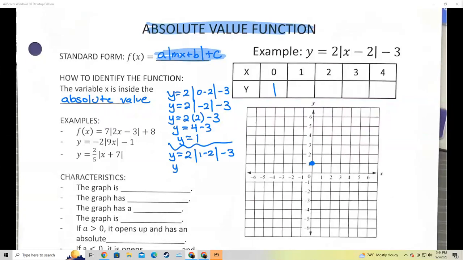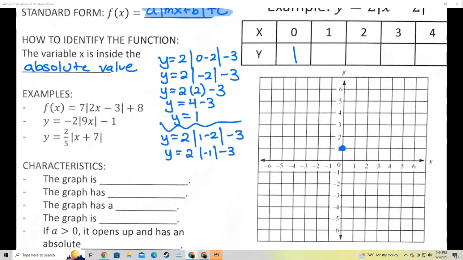So I write y equals 2 times the absolute value of negative 1. I still need to write that absolute value because I haven't done it yet. There's nothing else inside the absolute value, so I'm going to take the absolute value of negative 1. Negative 1 is one space away from 0, so the absolute value of negative 1 is 1. Then I can write y equals 2 times just the 1. I'm not writing an absolute value anymore. Minus 3. 2 times 1, that's 2 minus 3. And then 2 minus 3, I get a negative 1.